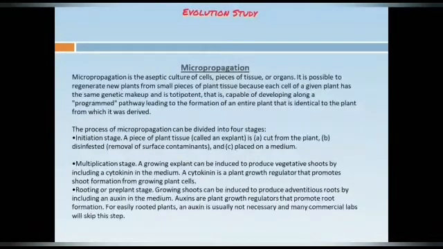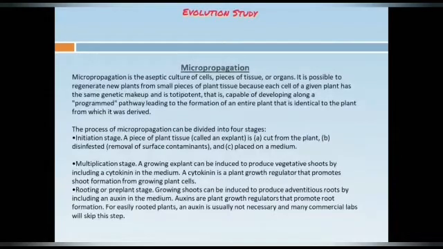Micropropagation. Micropropagation is the aseptic culture of cells, pieces of tissue or organs. It is possible to regenerate new plants from small pieces of plant tissue because each cell of a given plant has the same genetic makeup and is totipotent, that is, capable of developing along a programmed pathway leading to the formation of the entire plant that is identical to the plant from which it was derived.